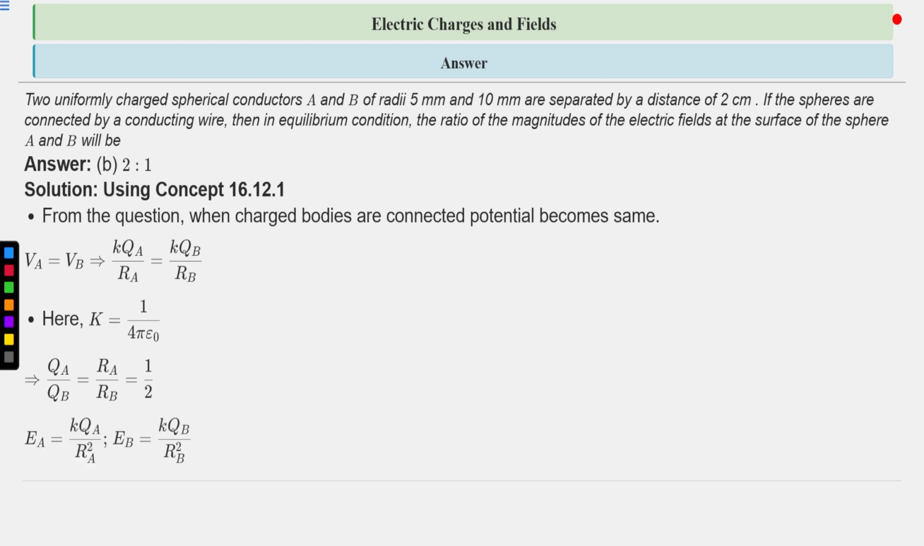Now the electric field at the surface of conductor A. We know the formula for the electric field on the surface of any spherical conductor is KQ upon R square, where R is the radius of the spherical conductor. So the electric field on the surface of conductor A is KQA upon RA square, and on the surface of conductor B, the electric field is KQB upon RB square.